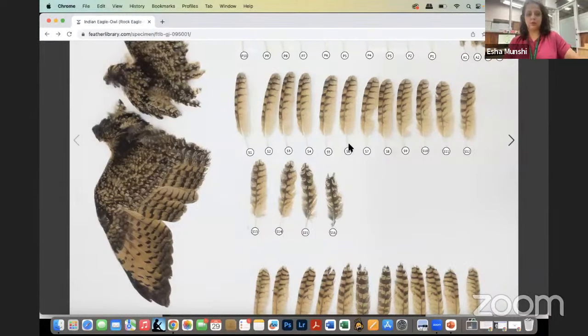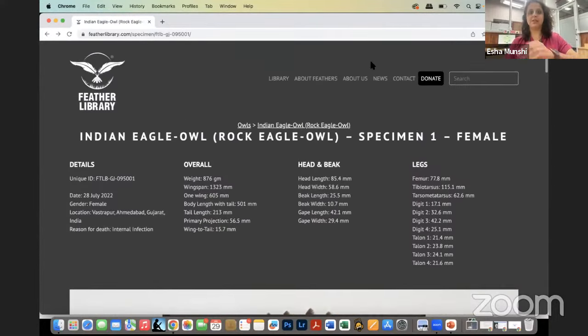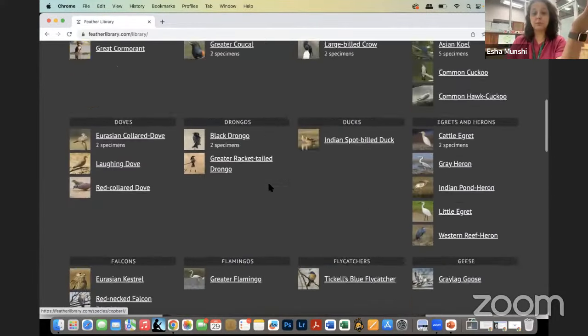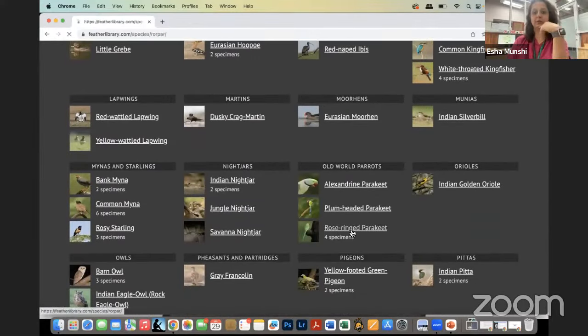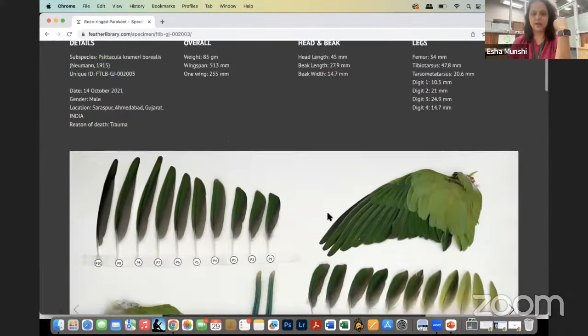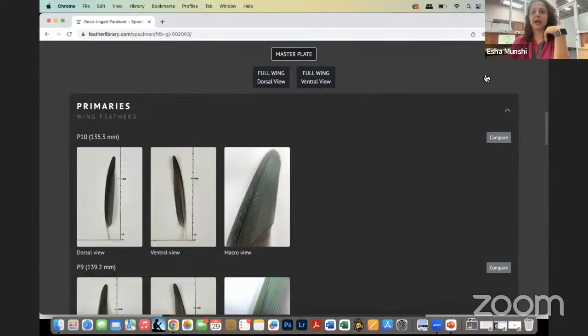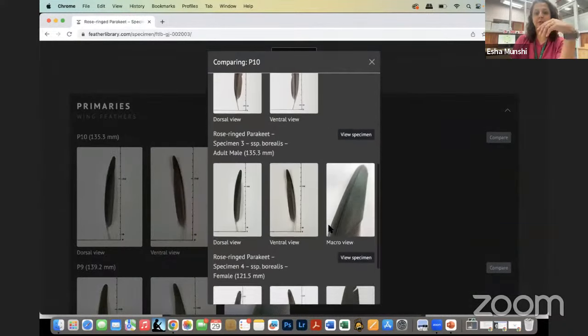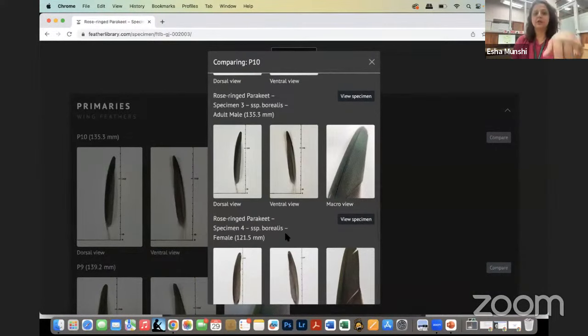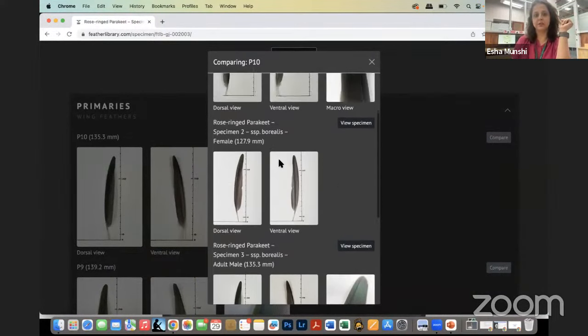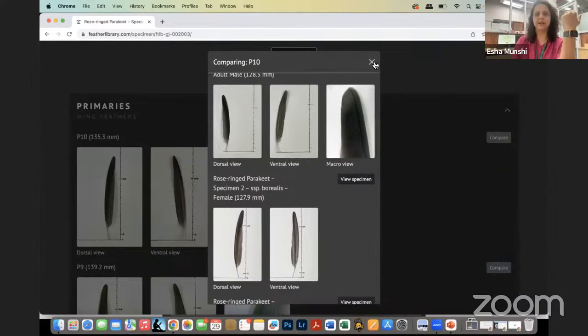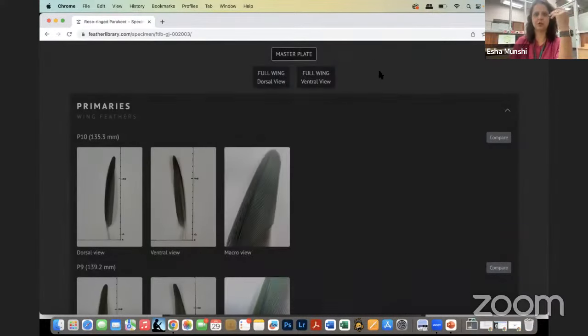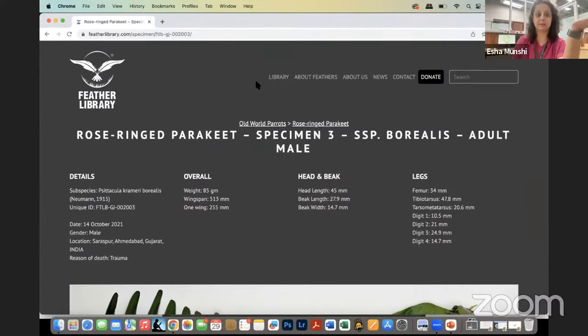So that is how Feather Library is designed. You can also compare between specimens. For example, rose-ringed parakeet, I'll go again. I'll click on any specimen, and if you want to see the P10, the outermost primary, and you just click compare, it will give you a comparison amongst all the specimens showing the length of feathers and if there are any aberrations or anything like that. We have not come across that much so far.